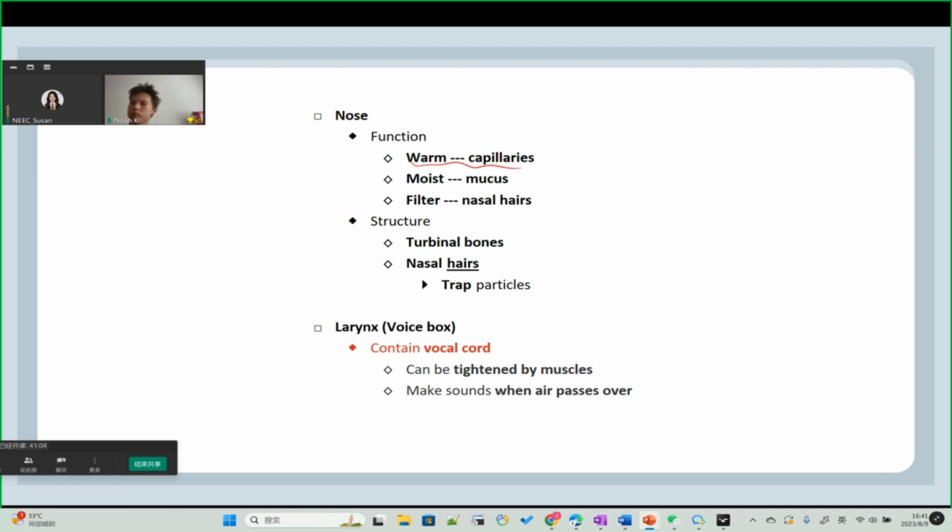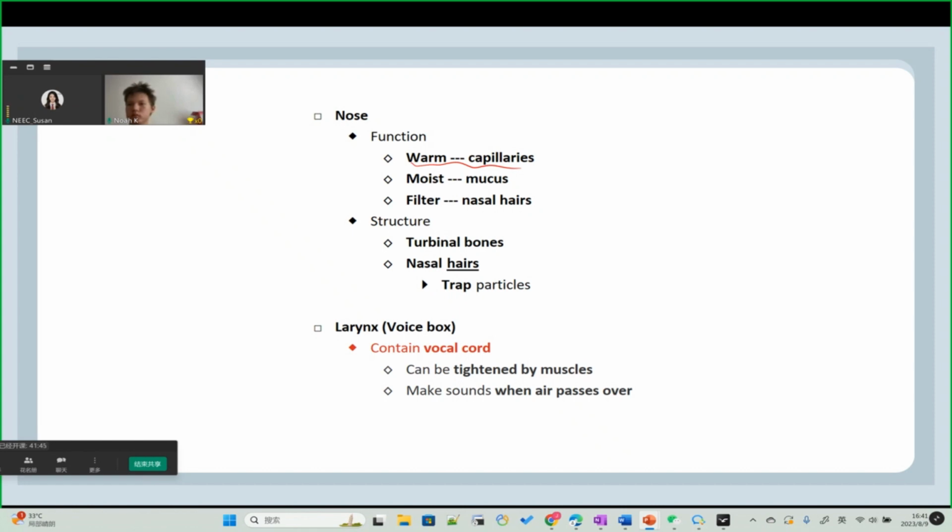If the air is not warm, the cold air reaching the lungs can cause some damage to your internal organs and also make you feel ill. Moistening is, of course, caused by the mucus. And the final one is filtering, caused by the nasal hairs. They can block the bacteria or pathogens, preventing them from reaching your gas exchange system. The structures are really simple. Besides the nasal hairs to trap the particles, you also have turbinate bones to support your whole nose.